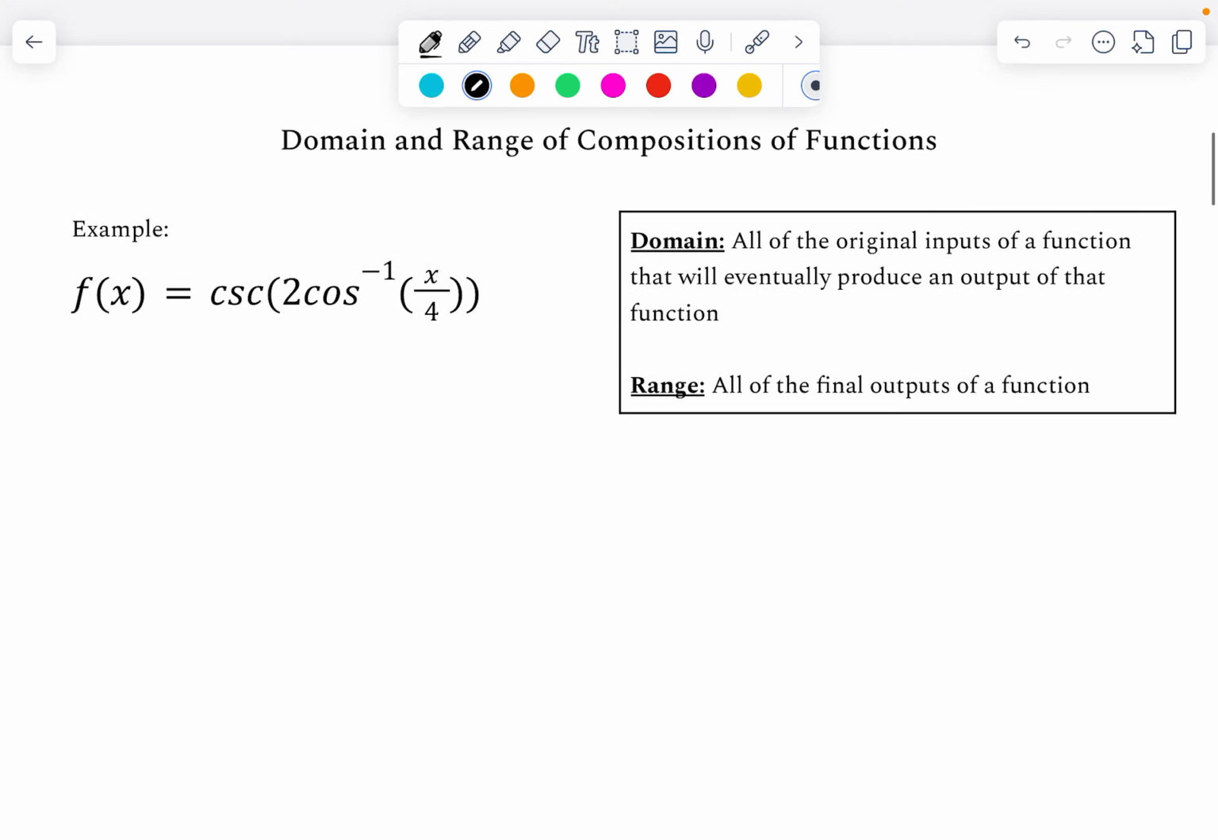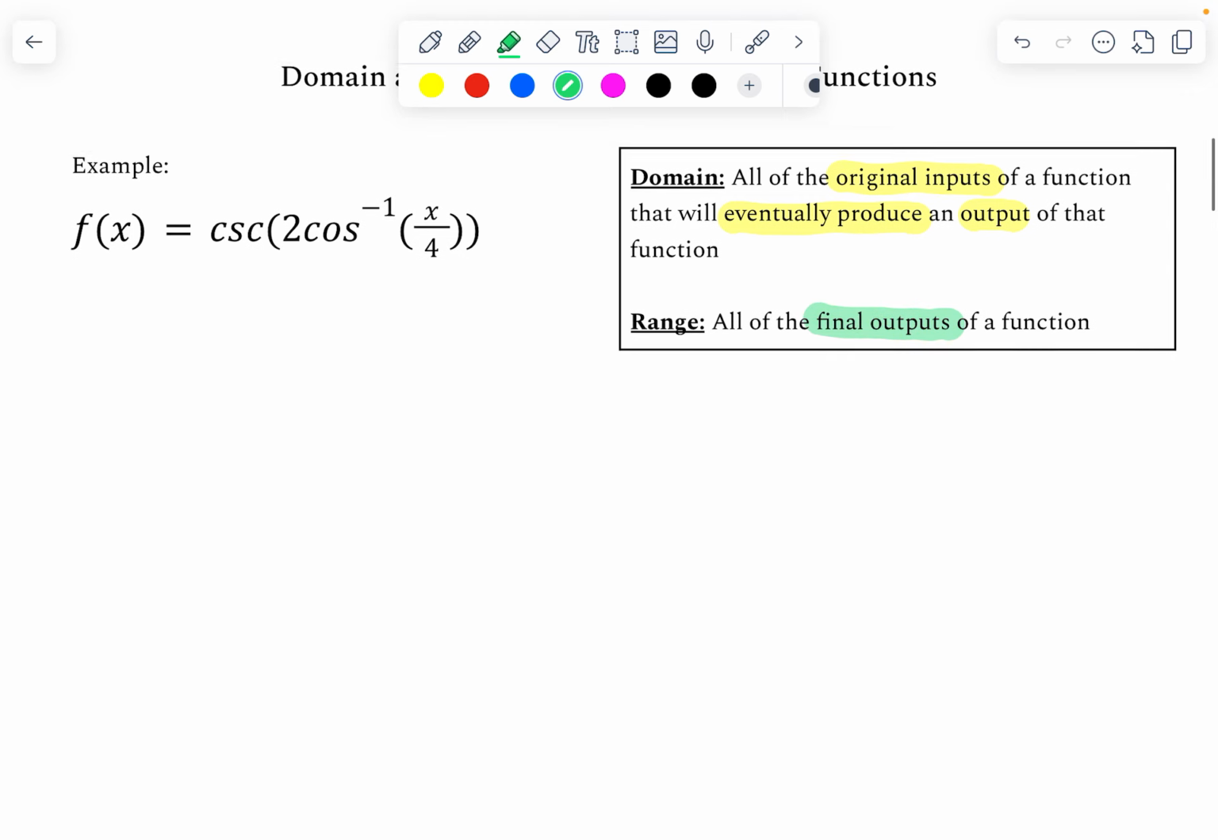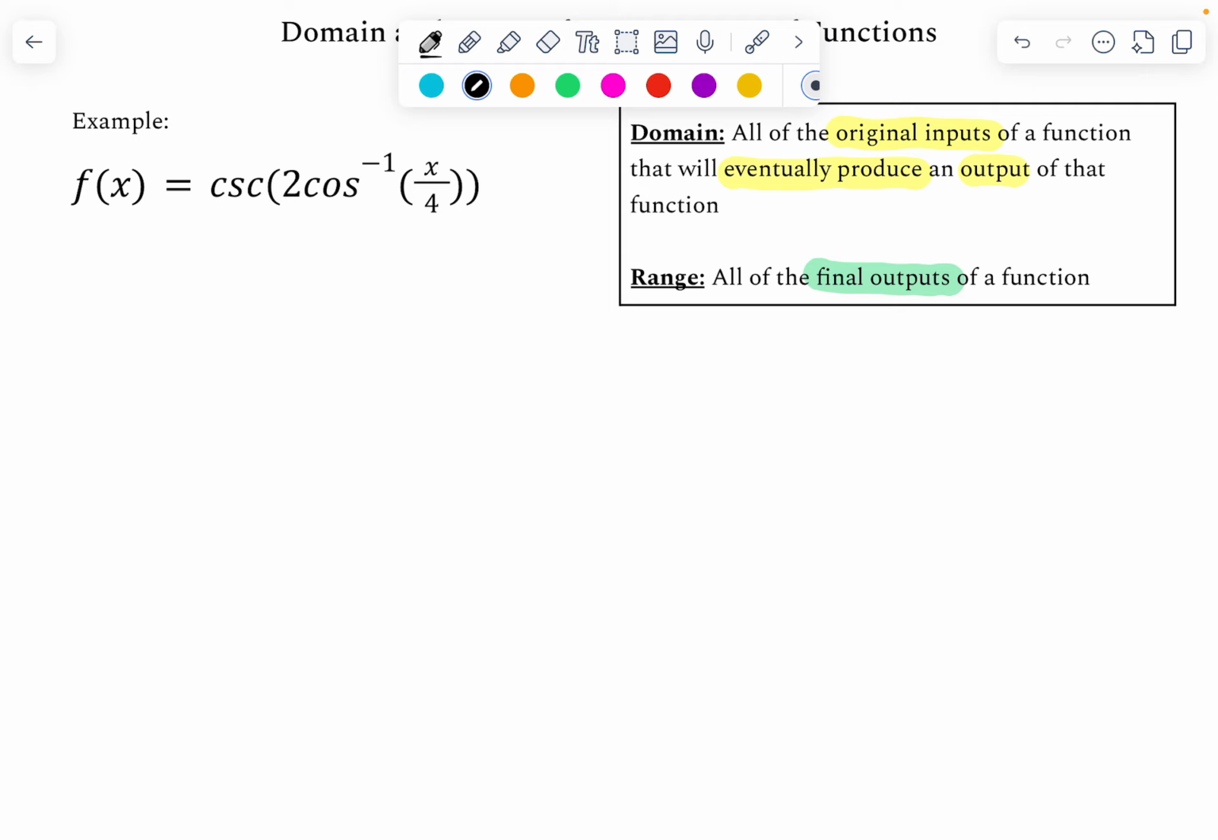Let's look at the domain and range of compositions of functions. The domain is going to be considered all of the original inputs of a function that eventually will produce an output of that function. So if you put it into the function, eventually you'll get something out. It won't lead to doing something undefined. And then the range is the final outputs of that function. We're talking about the real numbers for these functions.